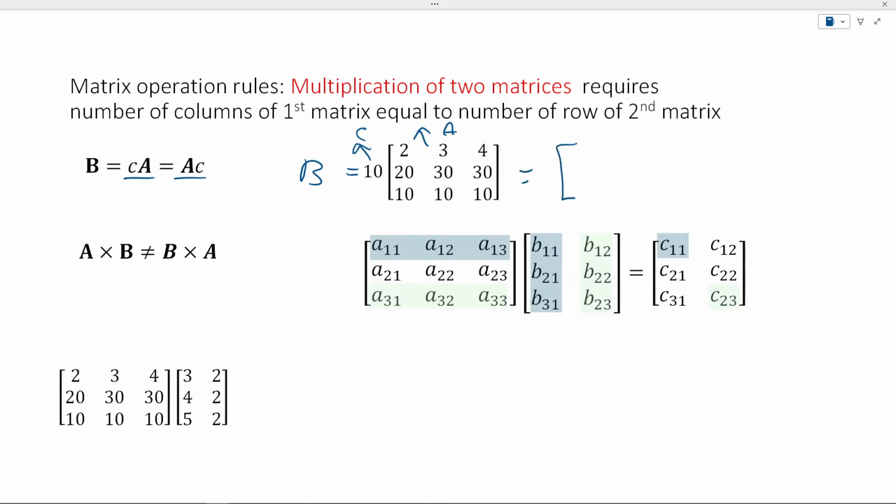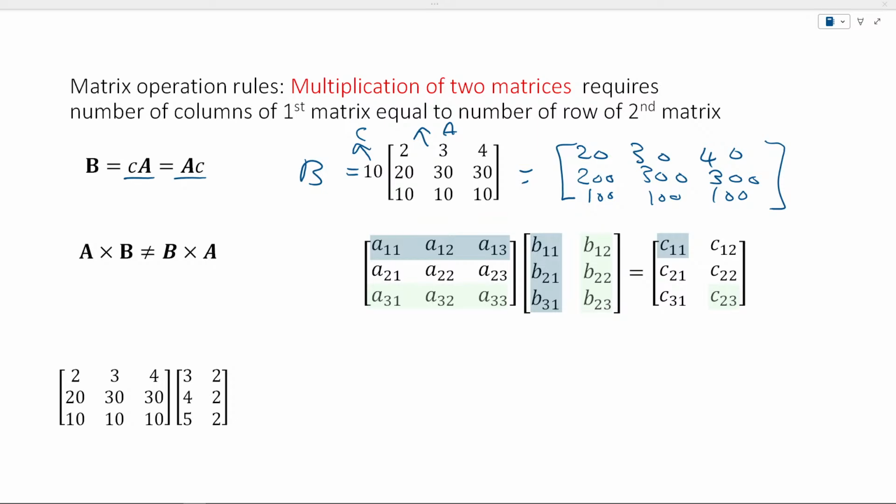So that would be 2 times 10, that's 20. 10 times 3, that is 30. 10 times 4, that is 40. 10 times this, that's 200. 10 times that, that's another 300. 10 times 10, that's 100. Okay, so basically that is when you multiply a matrix by a constant. It really doesn't matter.